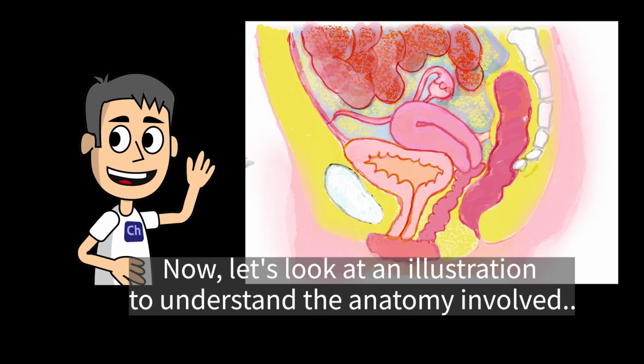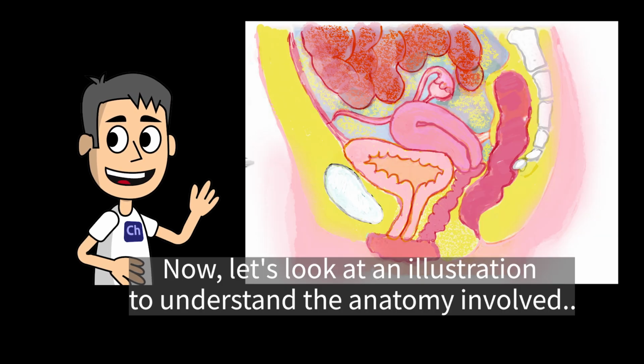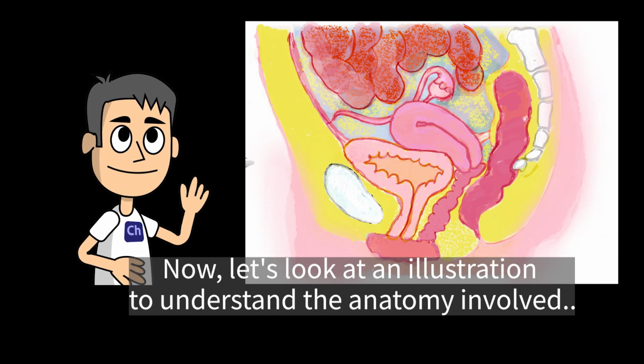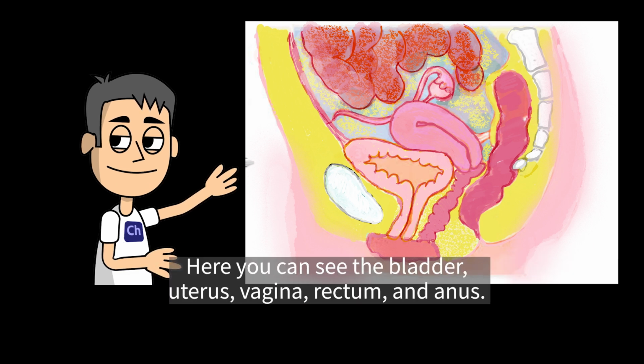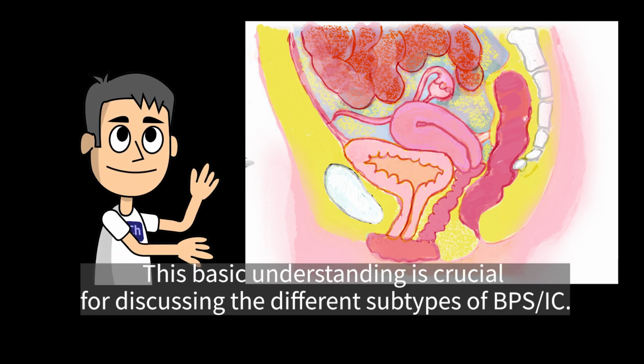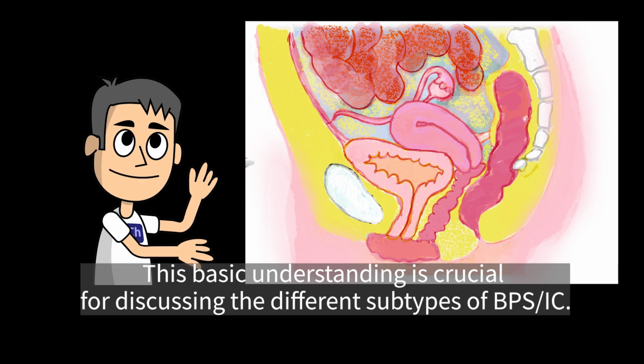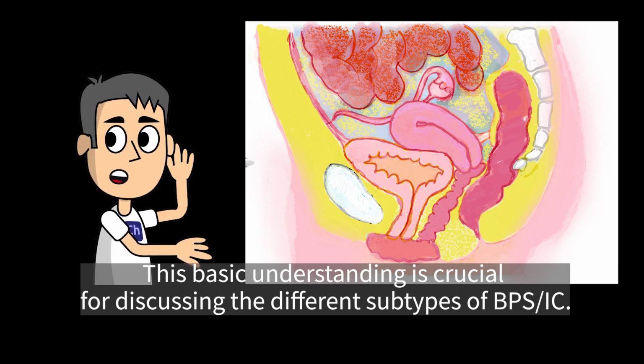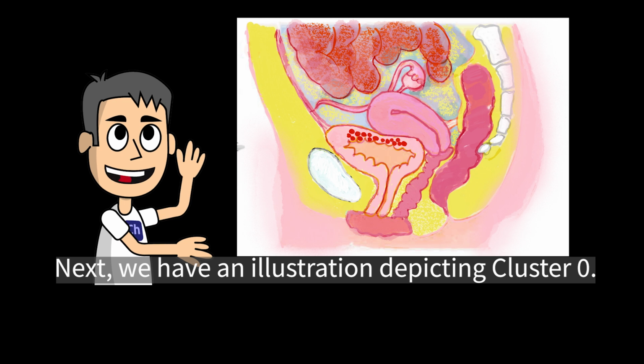Illustration 1, Anatomy Overview. Now, let's look at an illustration to understand the anatomy involved. Here you can see the bladder, uterus, vagina, rectum, and anus. This basic understanding is crucial for discussing the different subtypes of BPSIC.